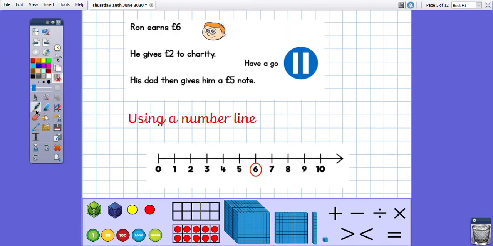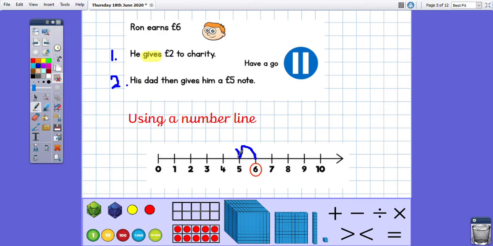Ron earns £6. So we've circled £6 on our number line. He gives £2 to charity. That's our first step. So step number 1. And then this is step number 2. So let's do step number 1 first. He gives £2 to charity. So that means it takes away from his £6. So we need to jump 2 on our number line.